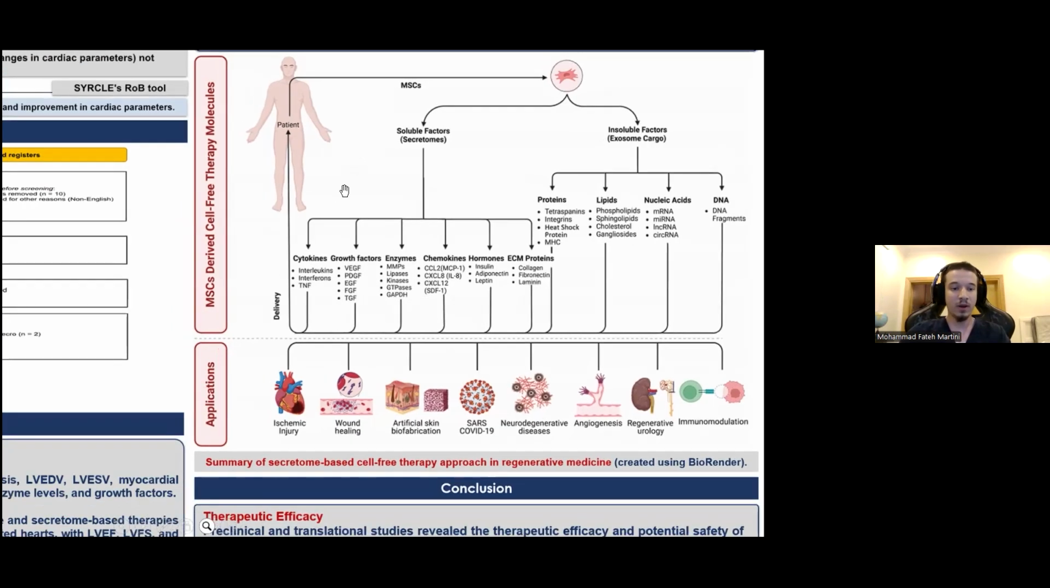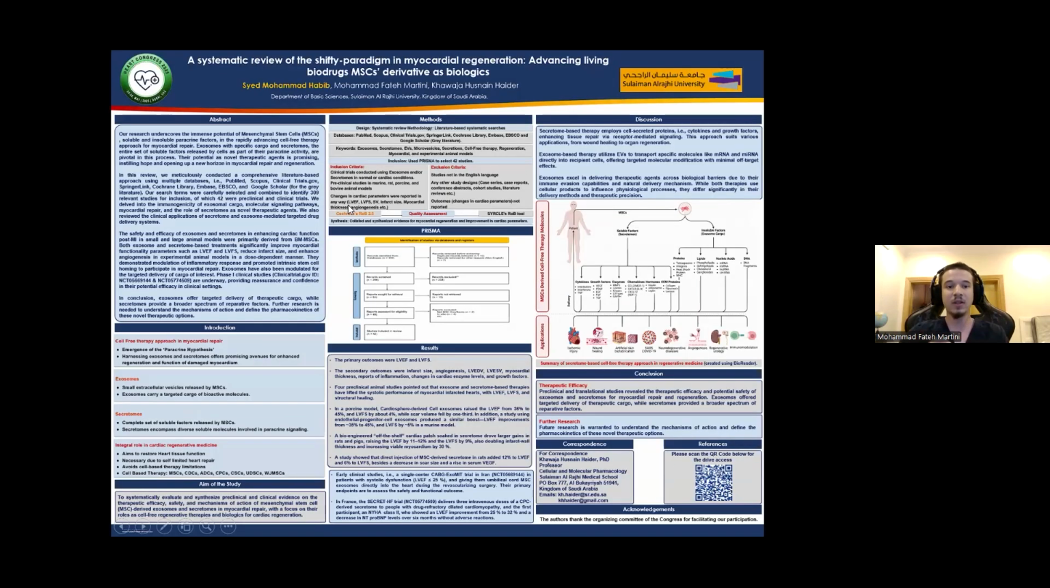The aim of this study is a systematic evaluation and synthesis of preclinical and clinical evidence on the therapeutic efficacy, safety, and mechanism of action of mesenchymal stem cell derived exosomes and secretomes, with a focus on their role as cell-free regenerative therapies for cardiac regeneration.